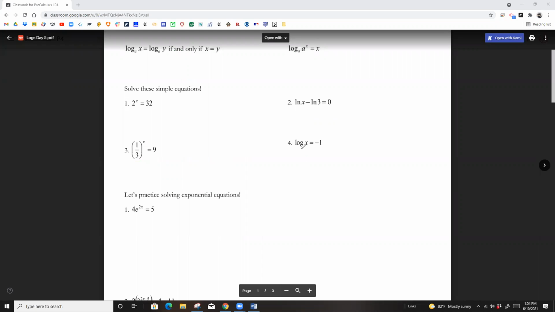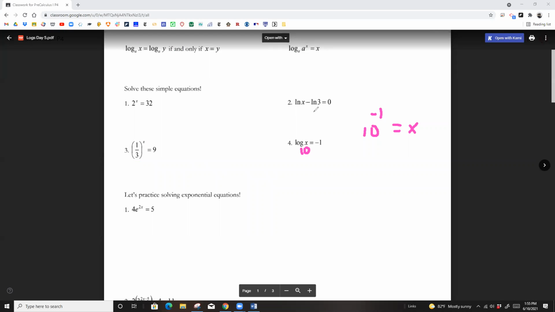But if there's no base written, you assume it's 10. So then you could put it into exponential form. So base is 10, answer is x, and then your exponent is 1. All right, so something we keep coming back to is putting it from log form to exponential form, and from exponential form to log form.